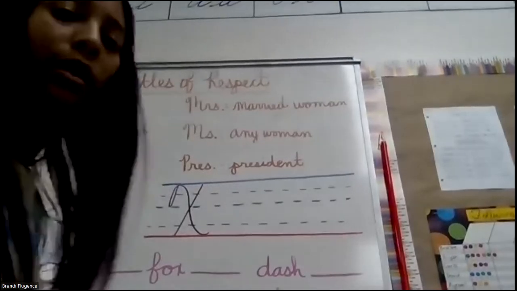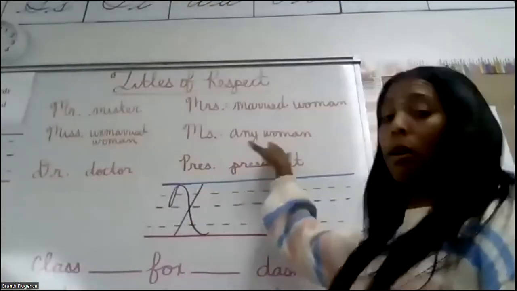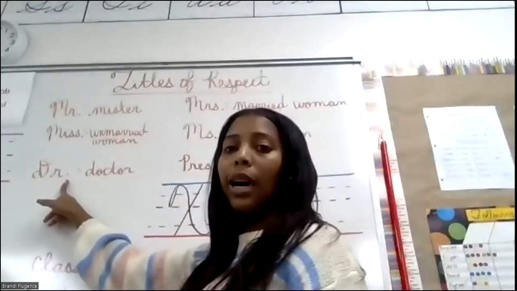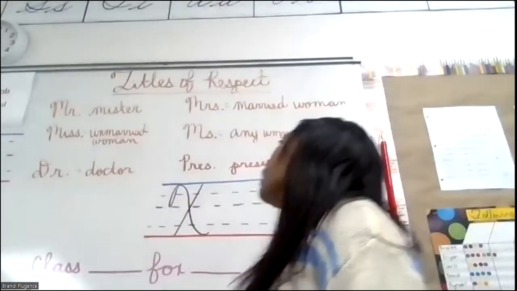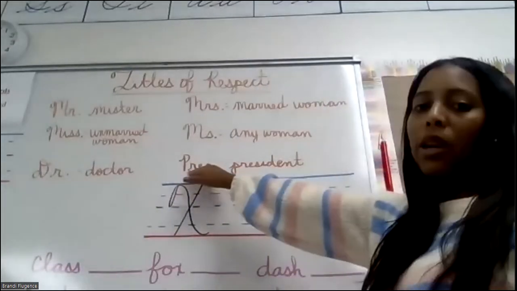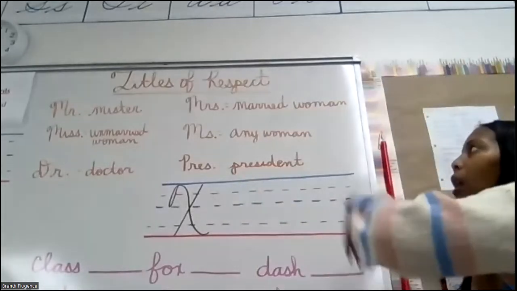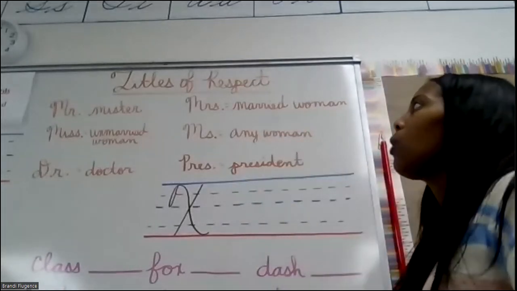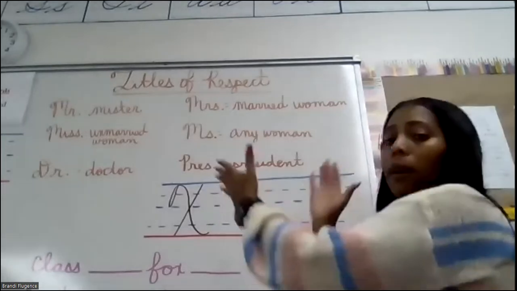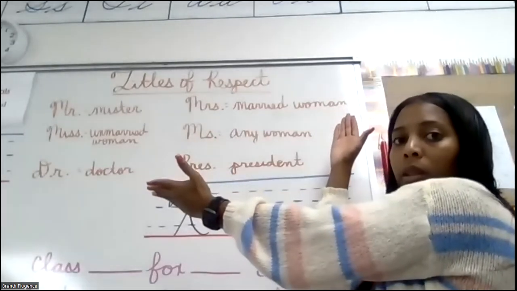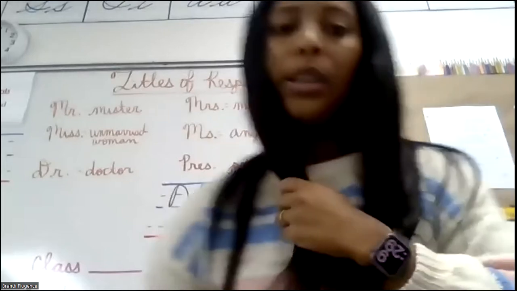Capital M S dot. That's for any woman, okay? Next, we have doctor, capital D R dot. That's the abbreviation for doctor. And then we have president, capital P R E S dot, which stands for president. So today I just want you to copy these and write these down. Tomorrow we'll practice how to write them in sentences, but right now all I want you to do is copy them, okay? Dennis and Avai, yep. Okay, you can go ahead and write them, please.